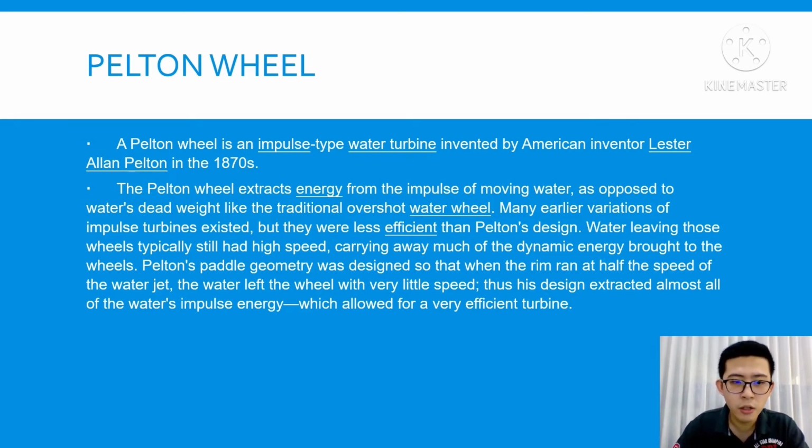Many earlier variations of impulse turbine existed, but they were less efficient than Pelton's design. Water leaving those wheels typically still had high speed, carrying away much of the dynamic energy brought to the wheels. Pelton's paddle geometry was designed so that when the rim ran at half of the speed of the water jet, the water left the wheel with very little speed. Thus, this design extracts almost all of the water's impulse energy, which allowed for a very efficient turbine.